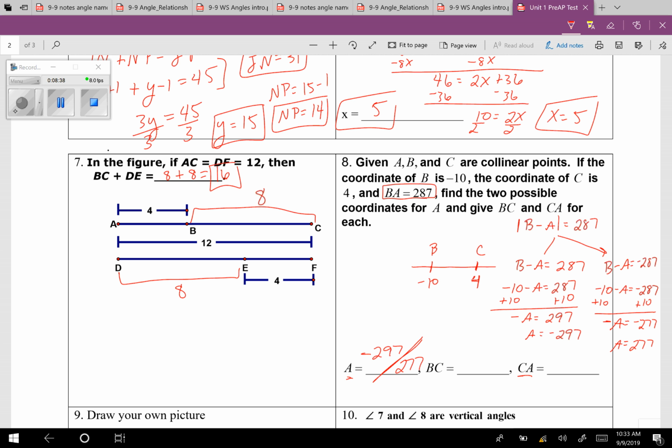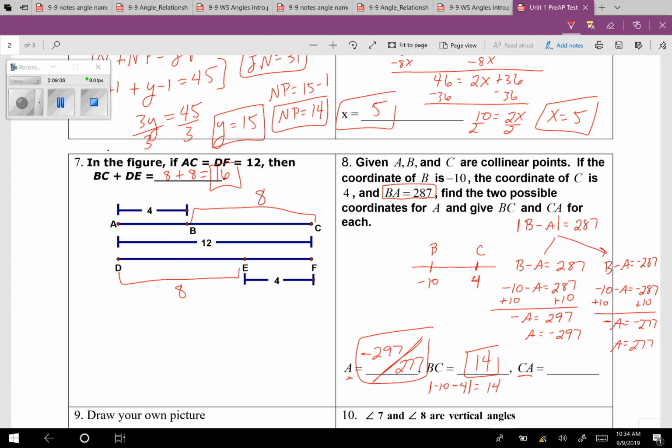Now, we have to find the length of BC. Okay, BC is not going to change for either one because B and C are staying put. So how do you find the length of BC? It's the absolute value of -10 minus 4. So you're always subtracting them. So -10 minus 4, if you put that in the calculator, the absolute value is going to come out to be 14. So BC is 14.